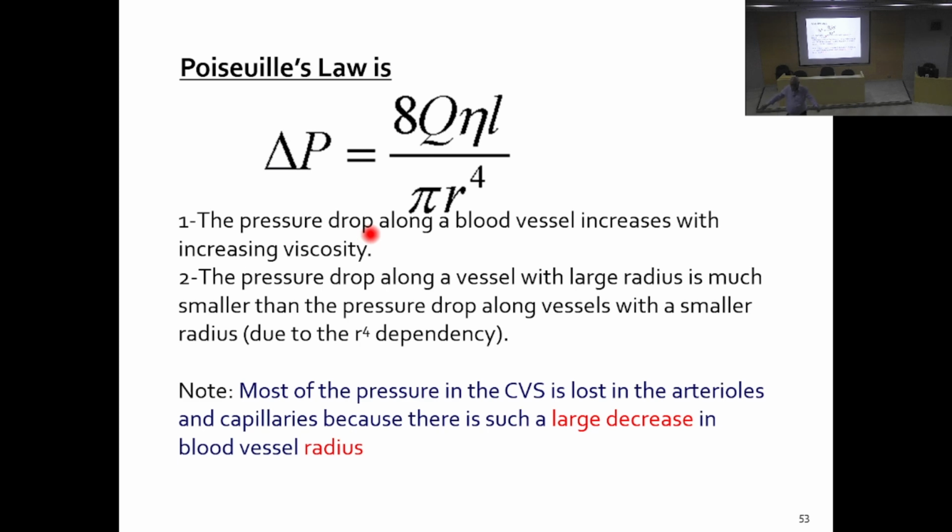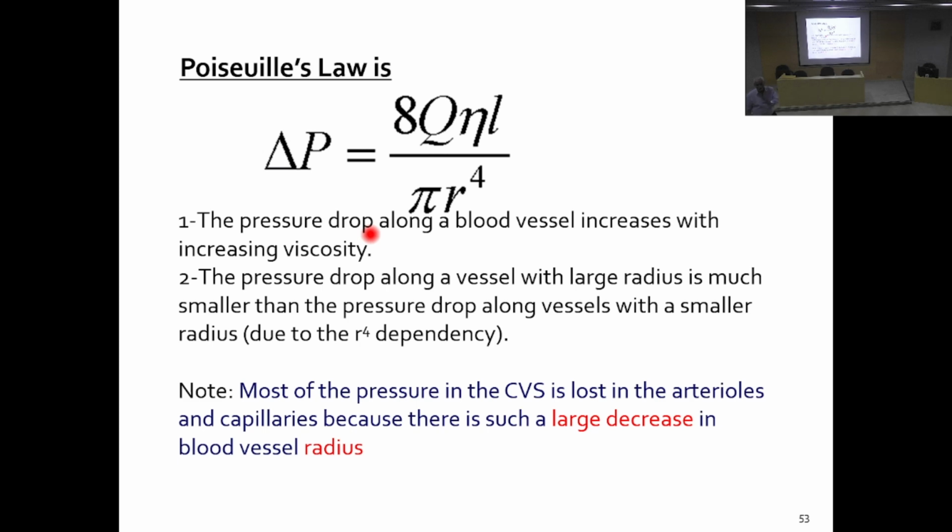If you have long ones, isn't it? Yeah, your pressure drop is higher compared to the small ones. Yeah. Okay, and that is why the pressure drop along a vessel with a large radius is much smaller than the pressure drop of a vessel with a smaller radius. You know, to the power 4.